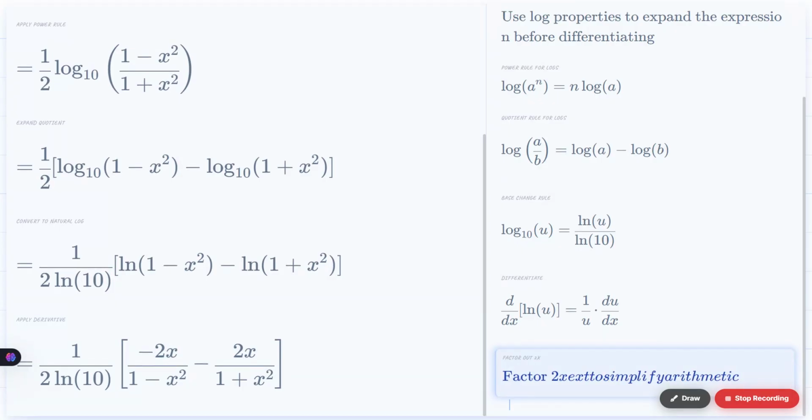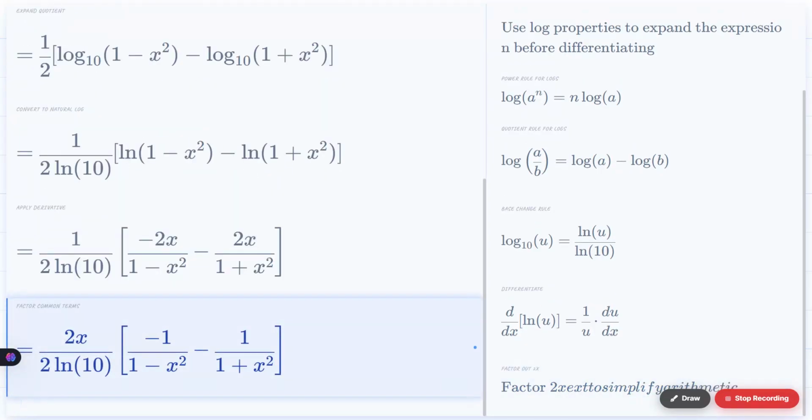We look at the term 2x. We do this to see if we can make the math simpler. Finding common parts helps us clean up the equation. We pull out 2x from the brackets. We do this to simplify the numbers inside. We divide the 2 by the 2 in the denominator to leave just x.